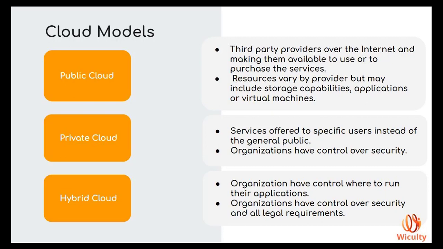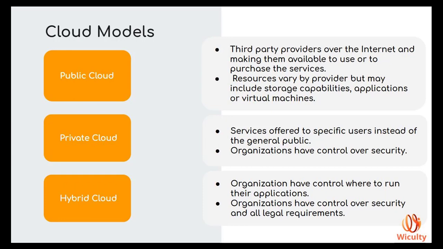In public cloud, third-party providers make services available over the internet for users to use and purchase. In the case of private cloud, services are offered to specific users instead of the general public, and the organizations have control over the security. In the case of hybrid cloud, organizations have control over where to run their applications and also have control over the security and all legal requirements.